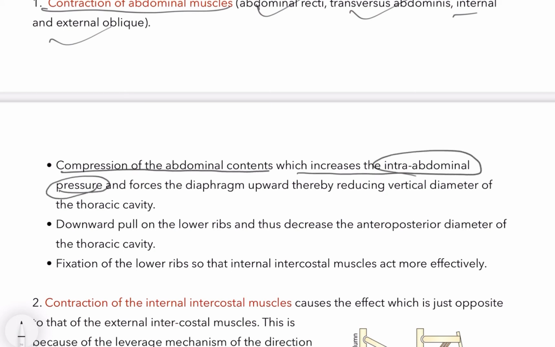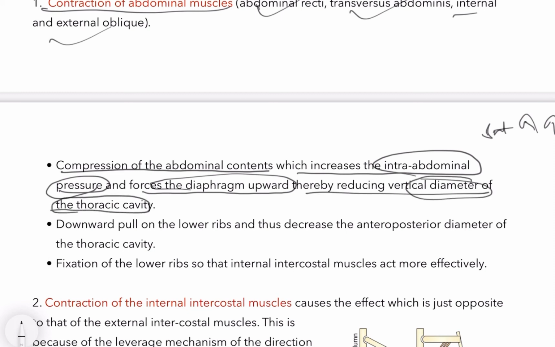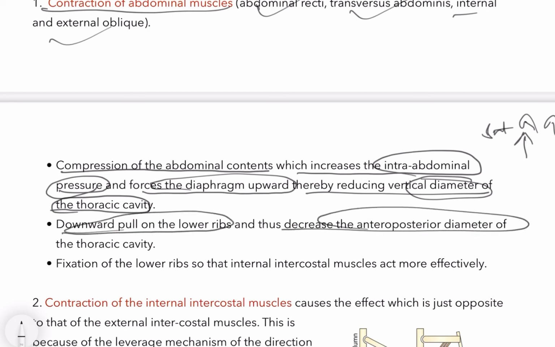As we have seen in the expiration process, intrapleural pressure will increase. So first of all, there will be the increase in the intra-abdominal pressure, and it forces the diaphragm upward, thereby reducing the vertical diameter of the thoracic cavity. So vertical diameter of the thoracic cavity will decrease as the diaphragm will be lifted upward, and there is downward pull on the ribs and thus decrease in the anterior posterior diameter of the thoracic cavity.